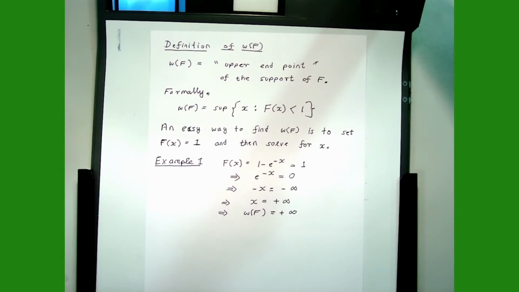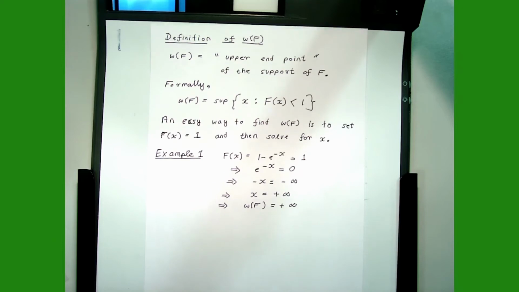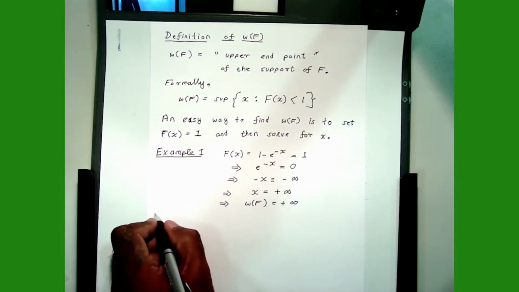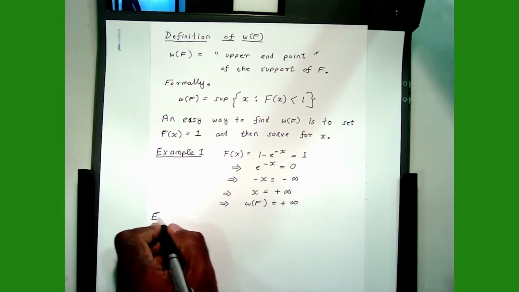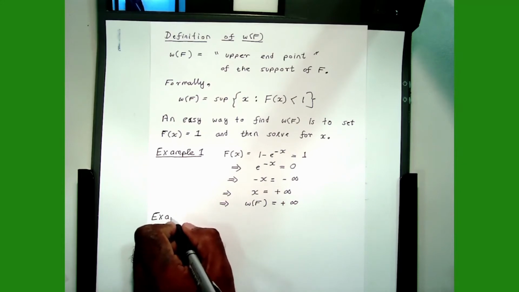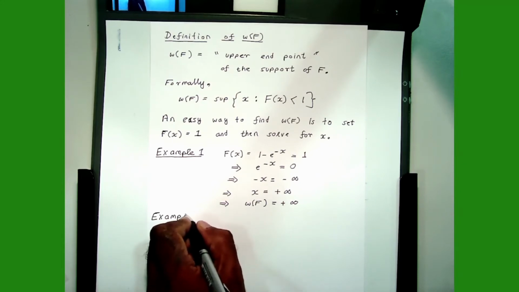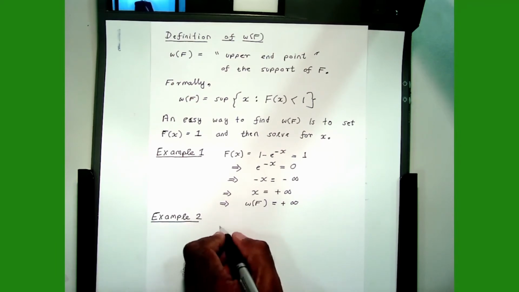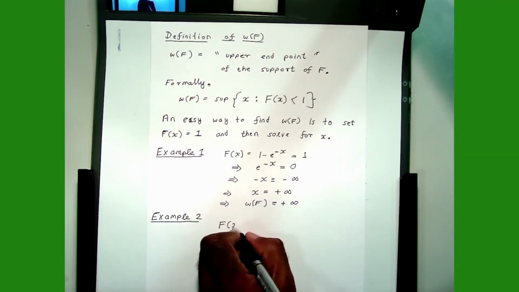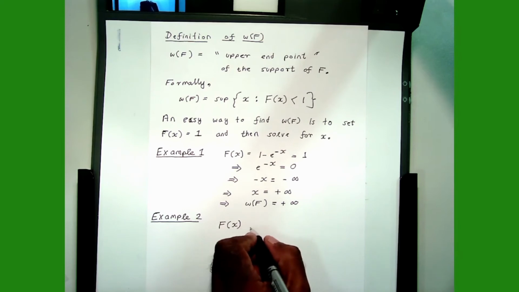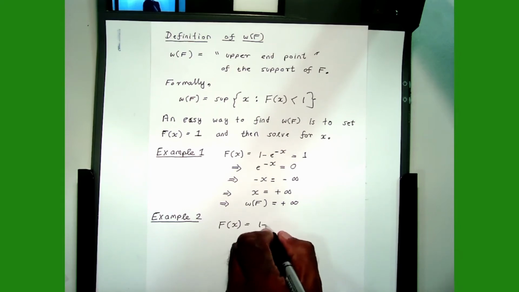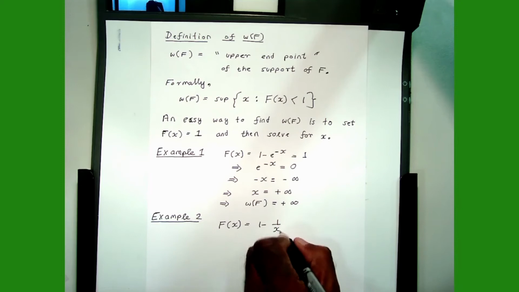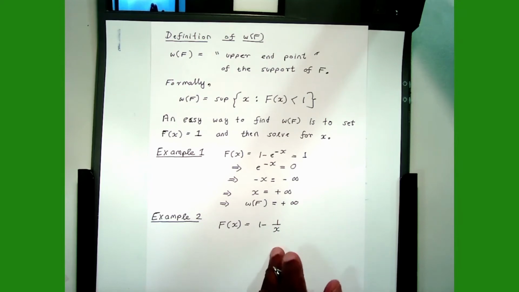And example 2, let's take f of x to be equal to 1 minus 1 over x, right? And this is a Pareto type distribution.